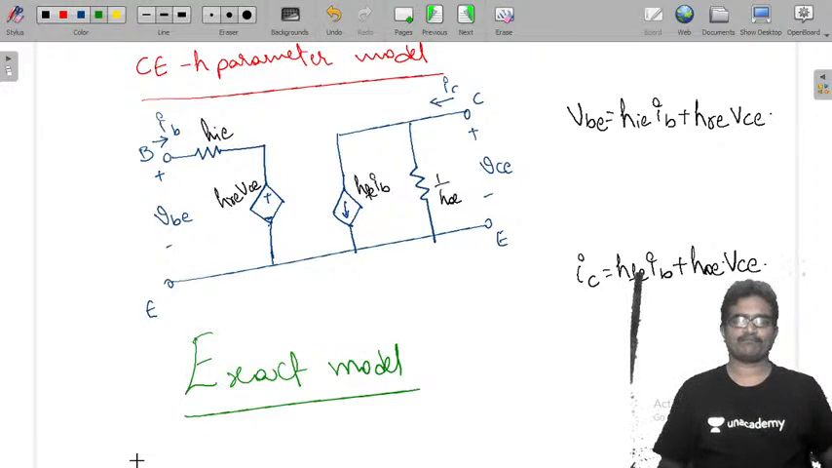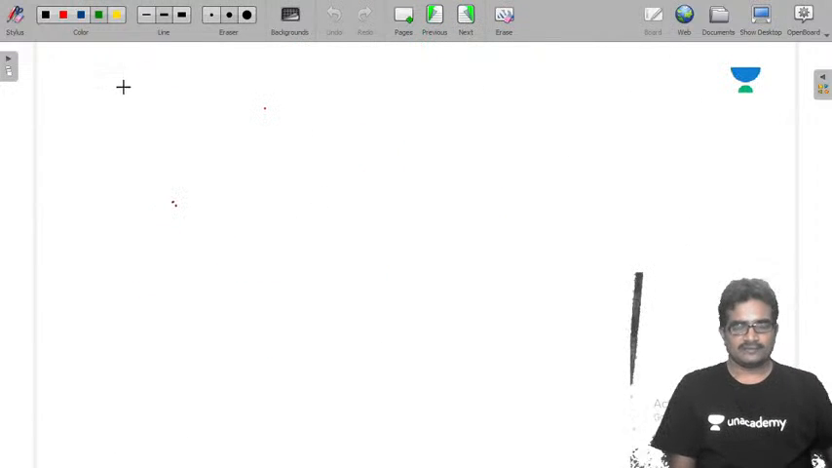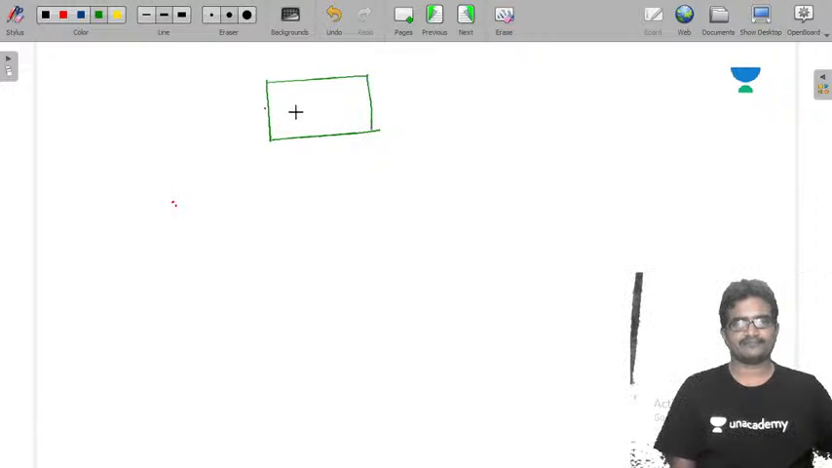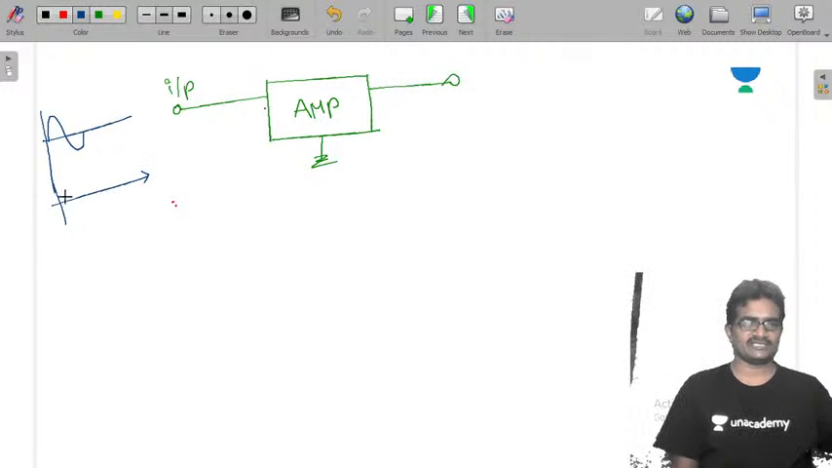Why? Because, see this. Actually, practically what happens is, in practical cases, let us take your amplifier. This is my amplifier. Input, output and common terminal. Here I am applying an input. Let us say I give this signal like this. Immediately what happens is it is going to be sampled. This signal is going to be sampled.